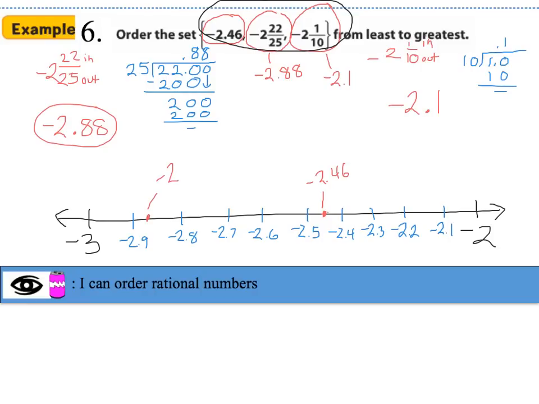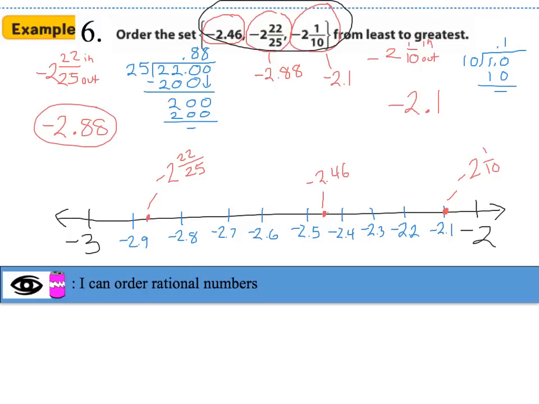There's negative 2 and 22 over 25. It's closer to negative 3. And the last one that I'm going to graph is negative 2 and 1/10, and that's right here. I'm going to write negative 2 and 1/10. So now that I've completed my number line and plotted my decimals and my fractions on it, I'm going to go ahead and place these in order from least to greatest.